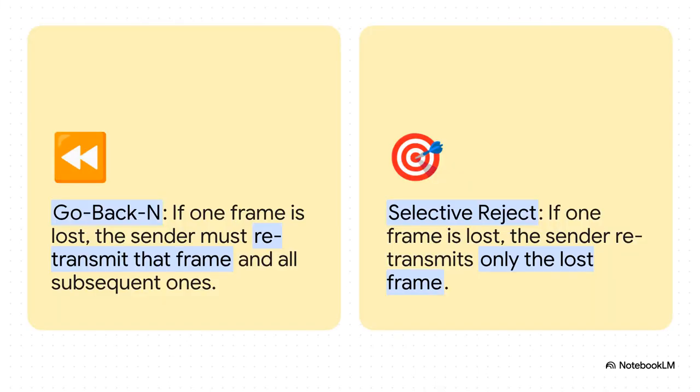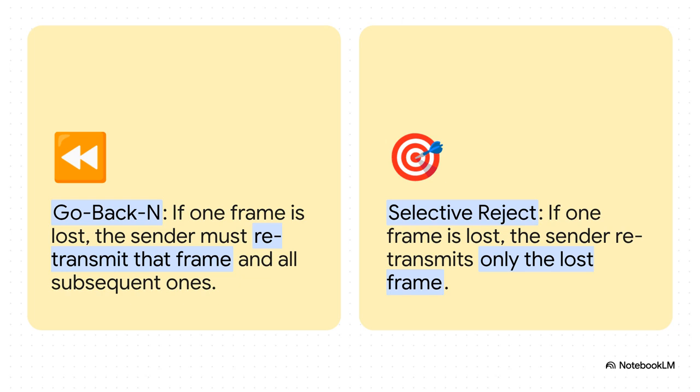And even pipelining has its own flavors. There's a strategy called go back N. It's pretty straightforward. If, say, frame number 5 gets lost, the sender has to go back and resend everything from that point on. Frame 5, frame 6, frame 7, all of them.